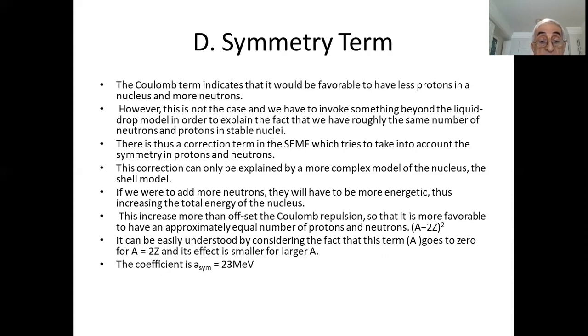If we were to add more neutrons, they would have to be more energetic, thus increasing the total energy of the nucleus. This increase more than offsets the Coulomb repulsion, so that it is more favorable to have an approximately equal number of protons and neutrons, A minus 2Z squared. It can be easily understood by considering the fact that this term goes to 0 for A equal to 2Z, and it is effectively smaller for larger A. The coefficient of the asymmetry term, a_asymmetry, is 23 megaelectron volt.